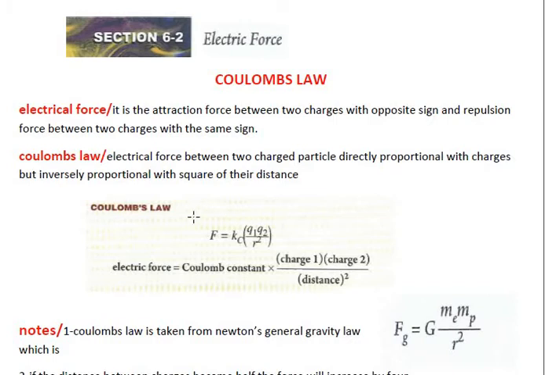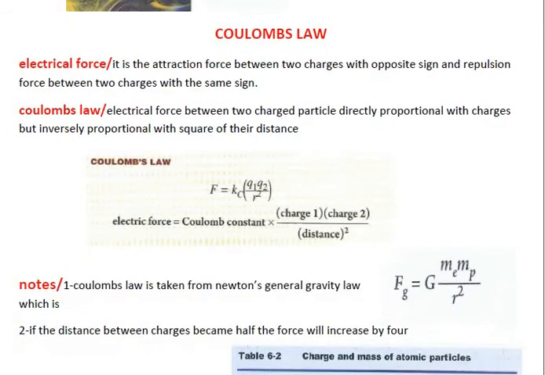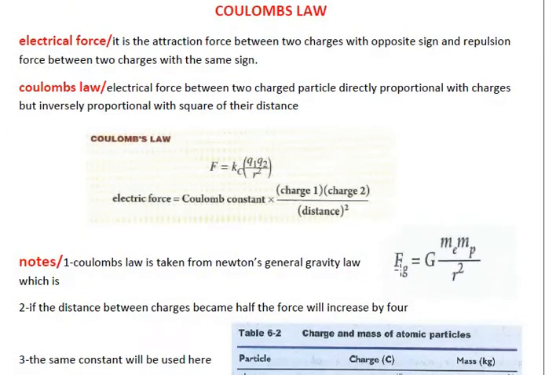But Coulomb got this rule from another scientist. His name was Newton. Here we have the rule. This is called Newton's general gravity law. If you remember, before we took Fg, the gravitational force, as m times g. It means mass times gravity. That was Newton's gravity law for one object.